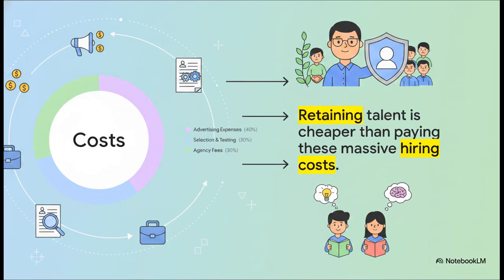And speaking of costs, this is exactly where your recruitment budget vanishes. We're talking advertising expenses across job portals and social media, massive selection and testing costs, and those hefty external agency fees. Seeing it all laid out like this really proves the golden rule of HR. Retaining a good employee is infinitely cheaper than constantly paying these massive costs to hire new ones.